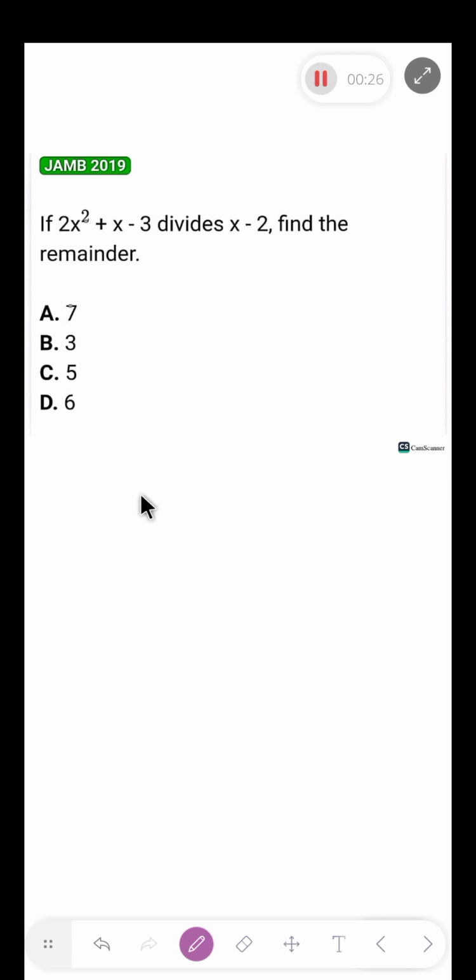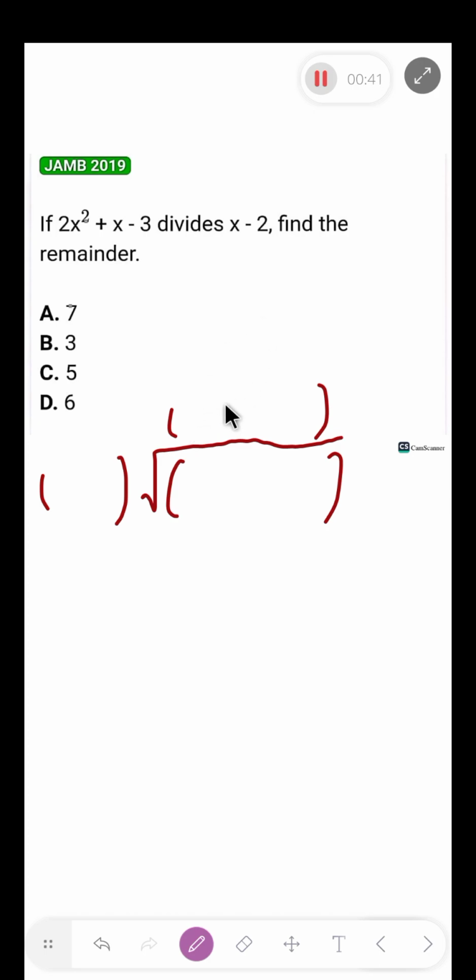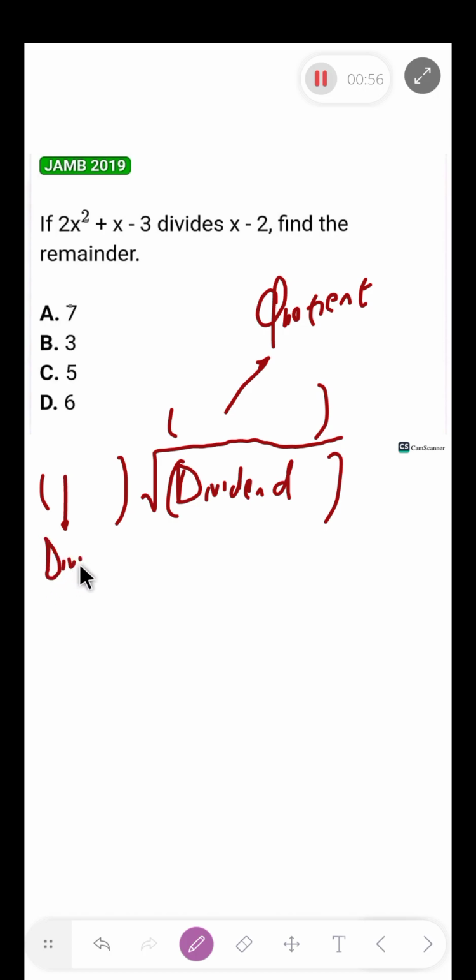note of is, when you're dealing with long division, we used to write something like this, such that whatever you have inside this root, whatever you have outside and whatever you have up here, they all have their own meaning. Whatever you have up here is what we call the quotient. And whatever you have inside this bracket is called the dividend. And whatever you have outside there is called the divisor.